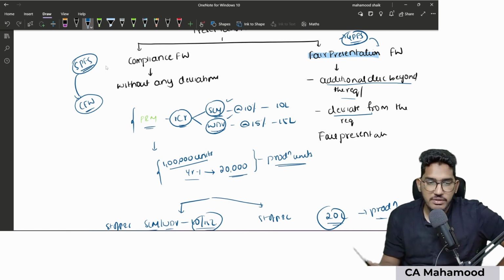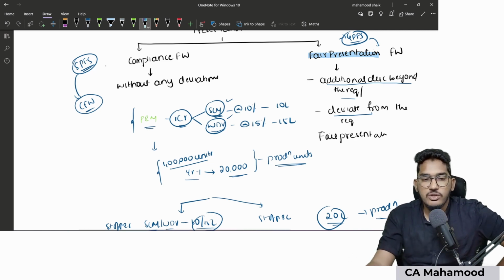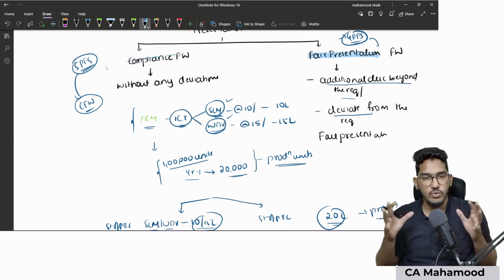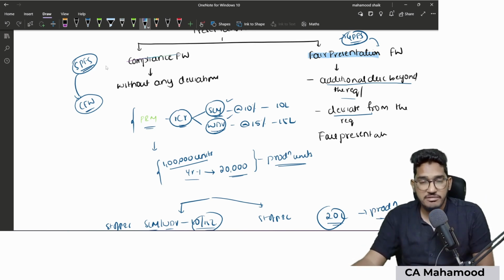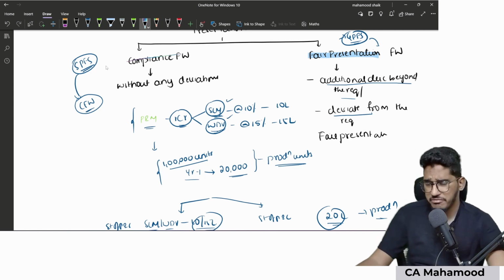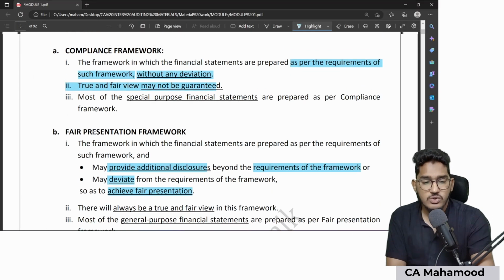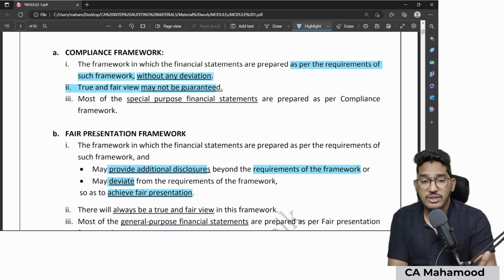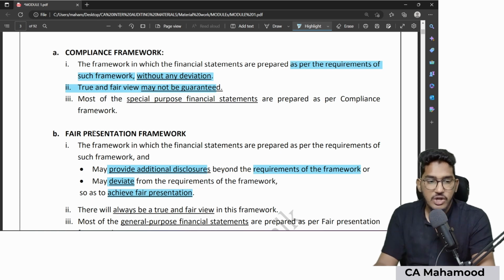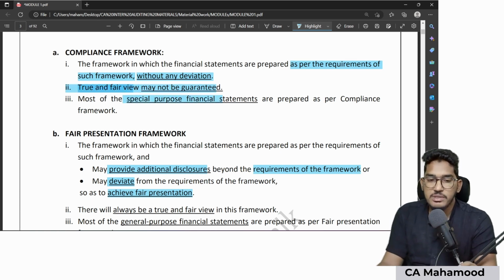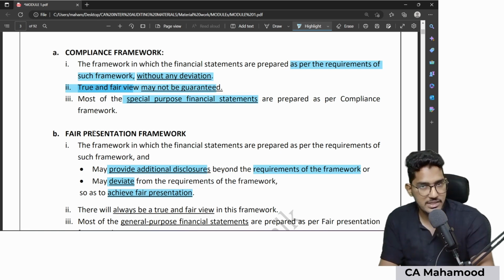And one more point of difference here: in compliance framework, true and fair view might not be guaranteed. We cannot guarantee the true and fair view, but in the fair presentation framework, there will always be a true and fair view. So these are the types of frameworks on the basis of presentation. In the compliance framework, without any deviation, a true and fair view is not guaranteed, and most of the special purpose financial statements will be prepared as per compliance framework.